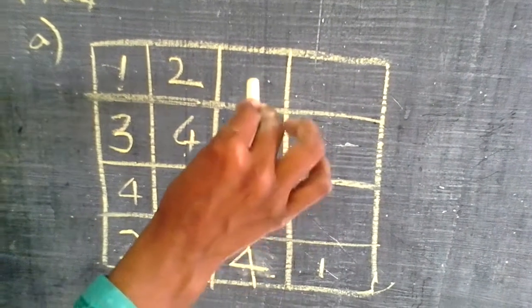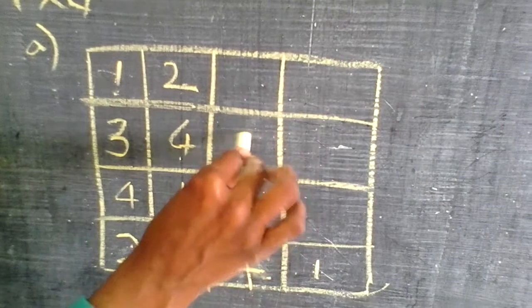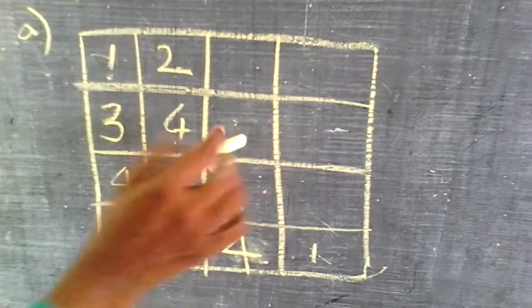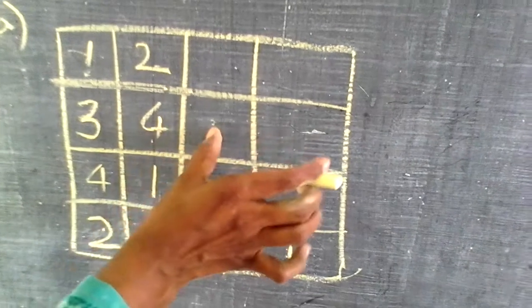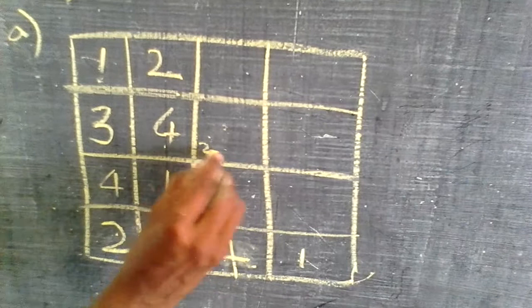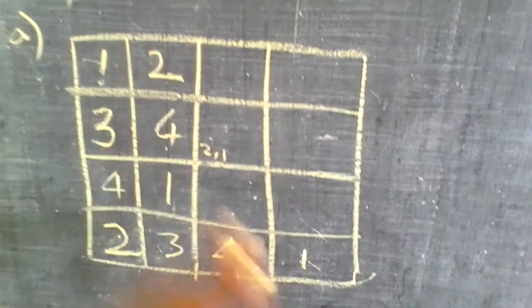Let's start here. 3. Okay. Let me take here. 3, 4 is here. Either here, what the number may come? It may be 2 or 1. Right? We don't know. We have to find.